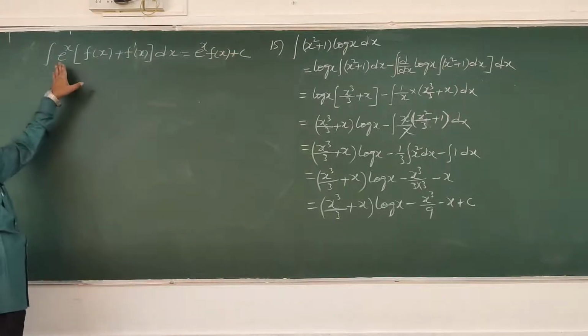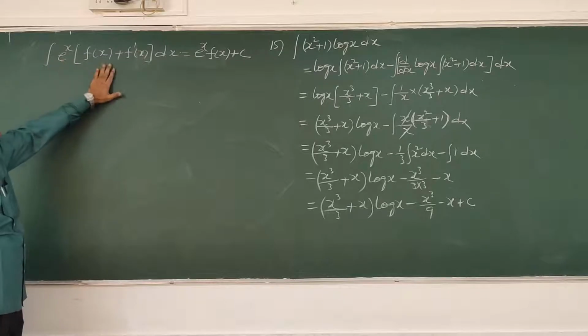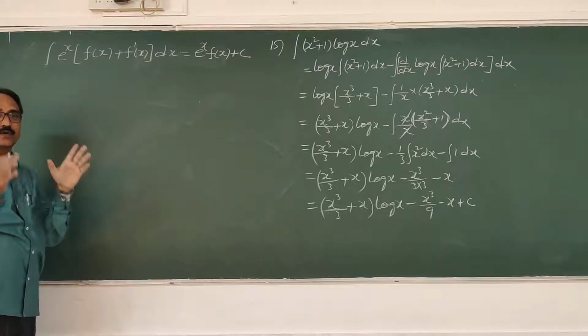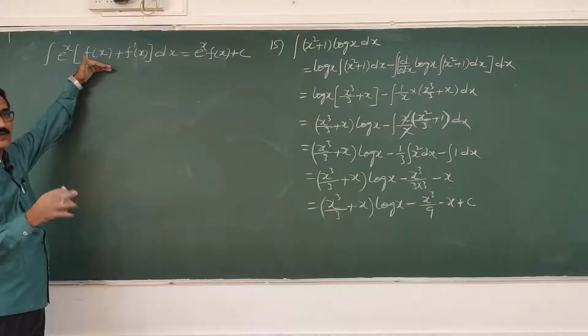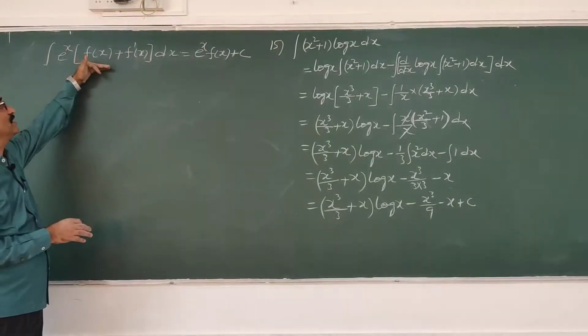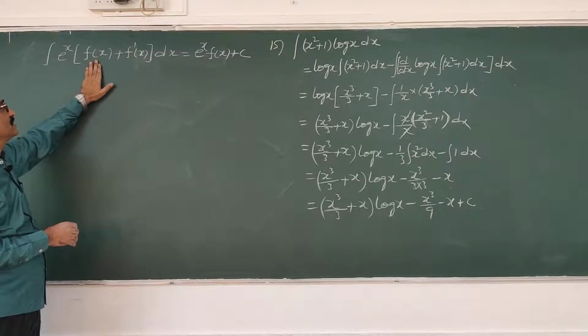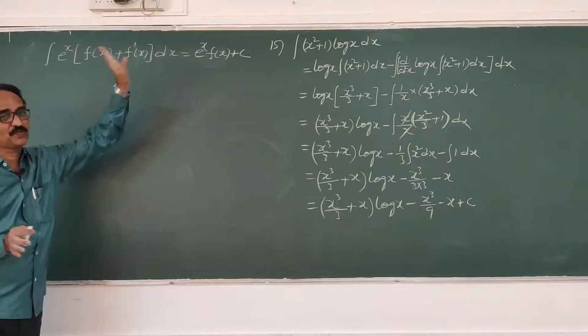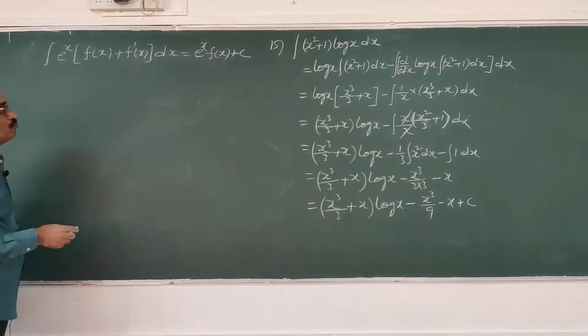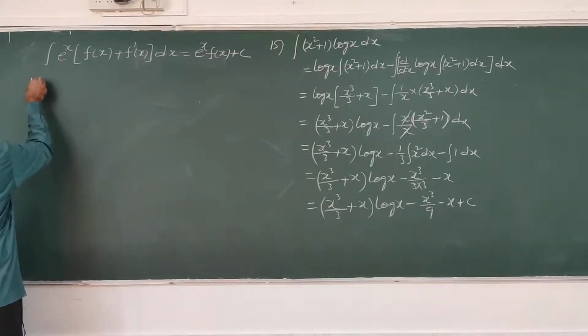Whenever you see a function with e power x, 99.99% of cases it should be in this form only. So what you have to do is put the given problem into this form by adjustment or something like that. Then what will happen? If f of x is here and its derivative is here, simply you can write e power x into f of x in one step. Now let us see problem number 16.